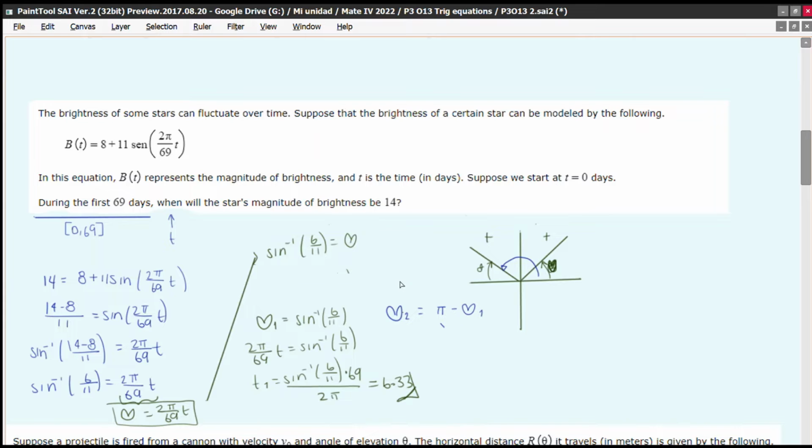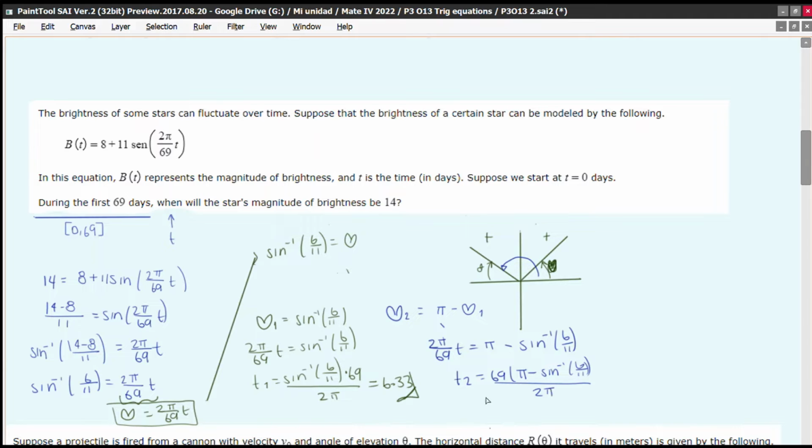Now, for my second solution, we said that it was the solution that was in the second quadrant. Heart equals half a spin minus my reference angle. But again, what is a heart? A heart is 2 pi over 69 times t, and that equals pi minus my reference angle. So I say minus sine of 6/11. So again, if I solve for t, my second solution, I have to multiply everything times 69 and divide everything over 2 pi.